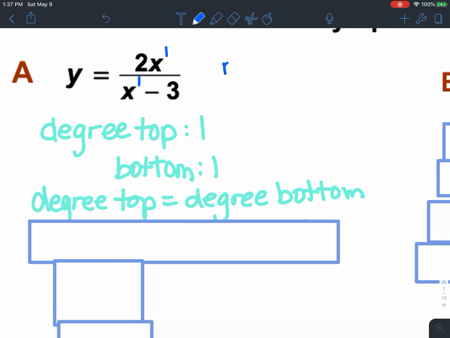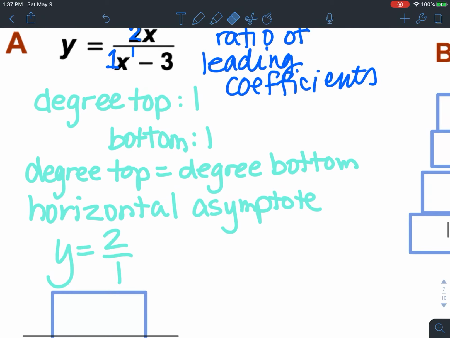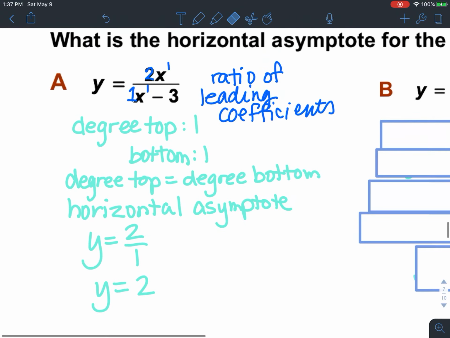When the degree of the top and the degree of the bottom are equal, then the horizontal asymptote is the ratio of the leading coefficients. It sounds worse than it is. So the leading coefficient on the bottom is 1. The leading coefficient on the top is 2. So the horizontal asymptote is y equals 2 over 1, which is y equals 2. That's it. Don't worry, we'll practice some more.